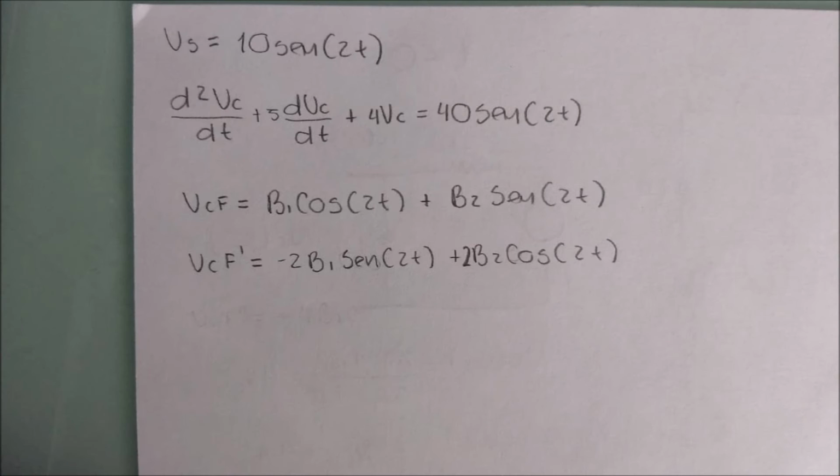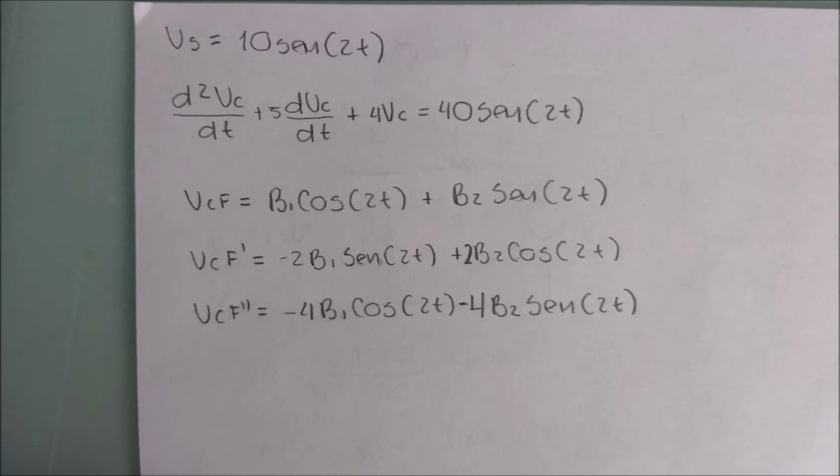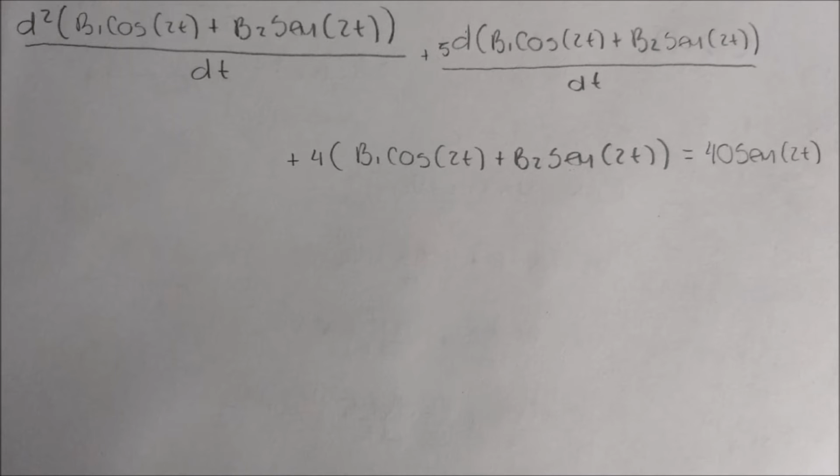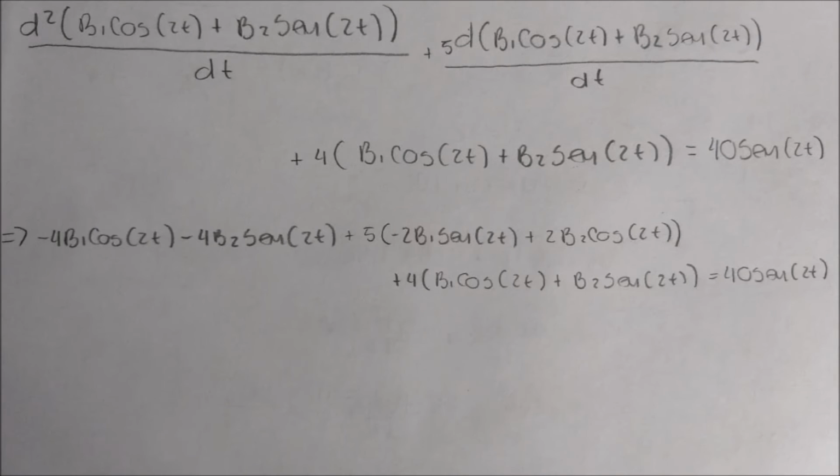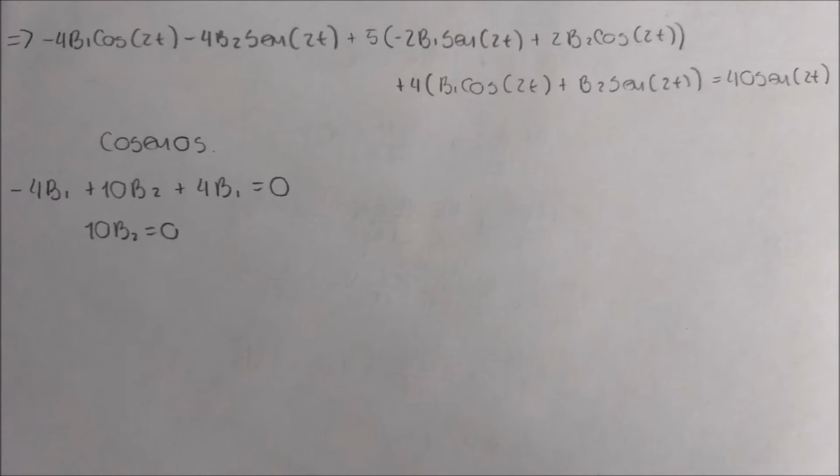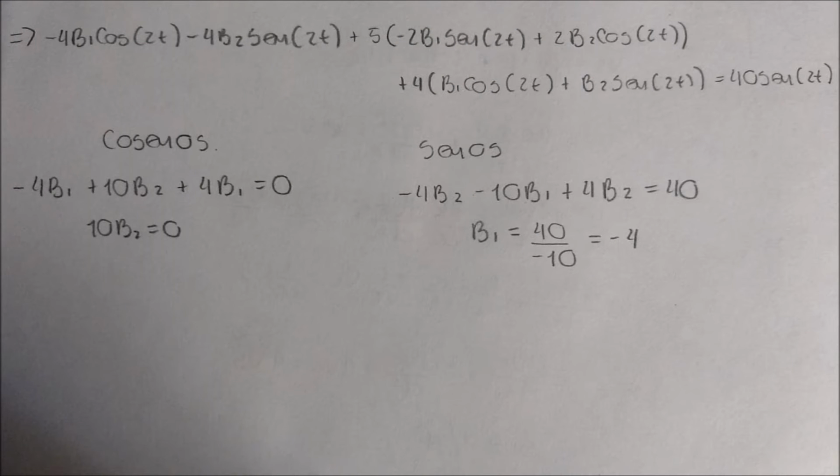We replace the forced response in the whole differential equation and find the constants B1 and B2. At this point, we can separate the sin and the cos, and we find the constants. Then the forced response of our circuit is 4 cos of 2t.